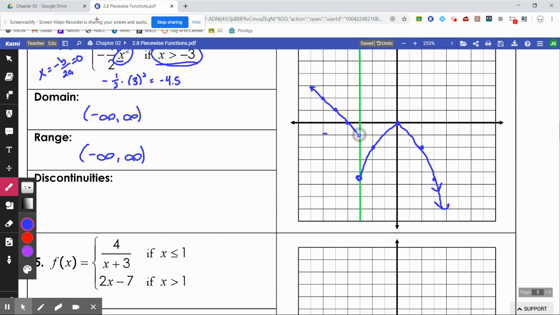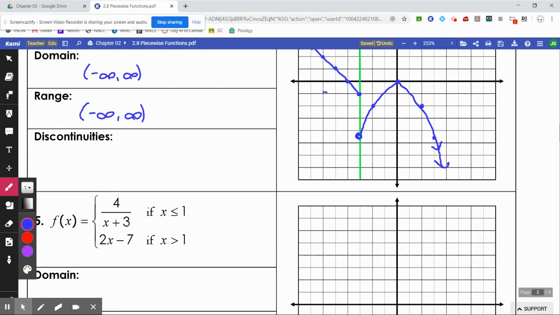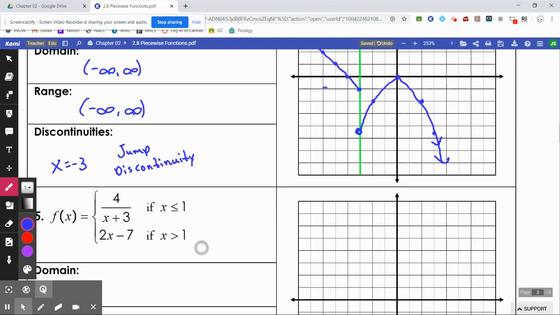Discontinuities, again, from here to here you have a jump. So that would be at x equals negative 3. You have another jump discontinuity. Okay, number 5.